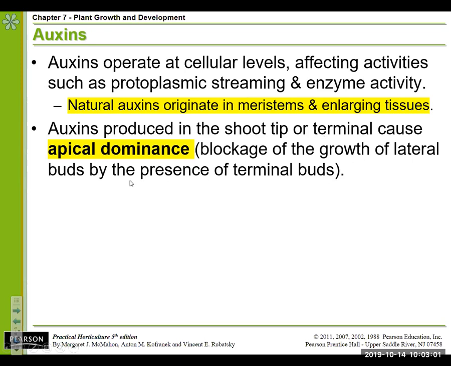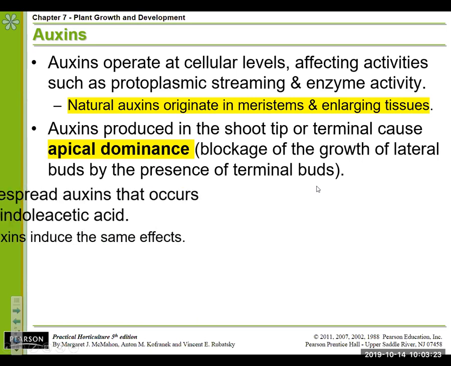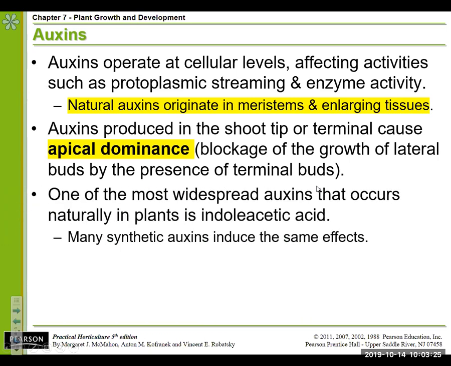And auxins are what cause this phenomenon known as apical dominance, where you have one central leader in the plant, the highest growing point, and everything else is below that point. And this is due to a blockage of the growth of lateral buds by the presence of the terminal buds, where these meristems are and where the auxins are stored.